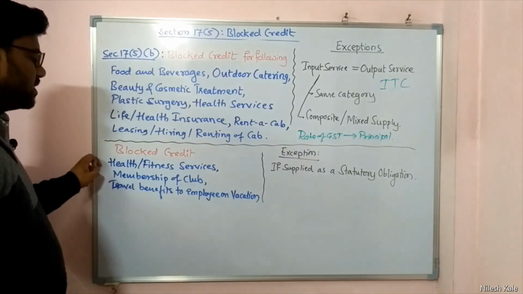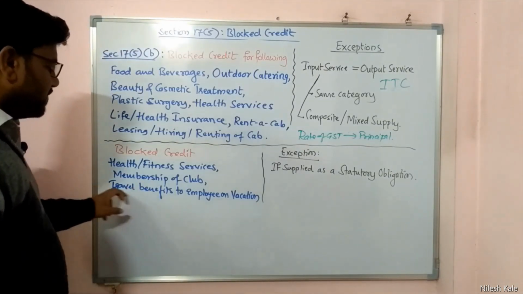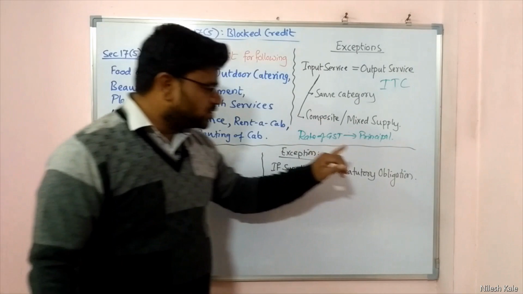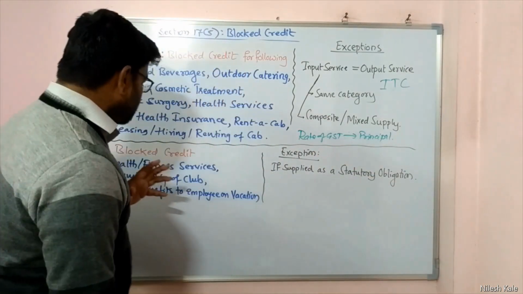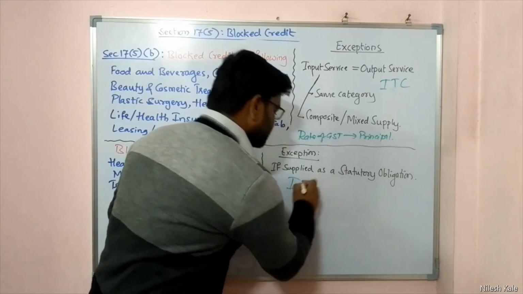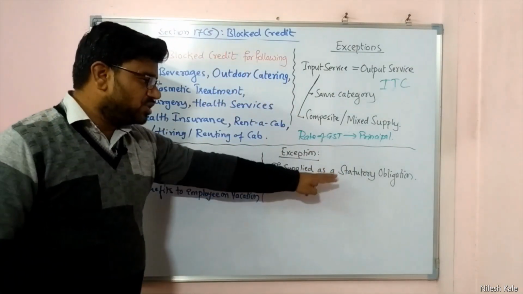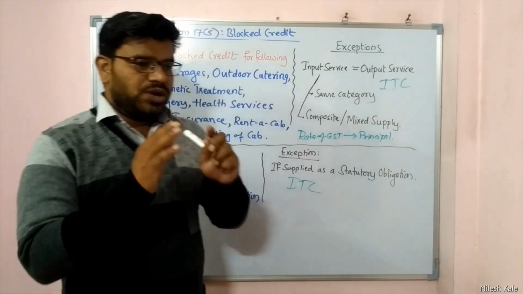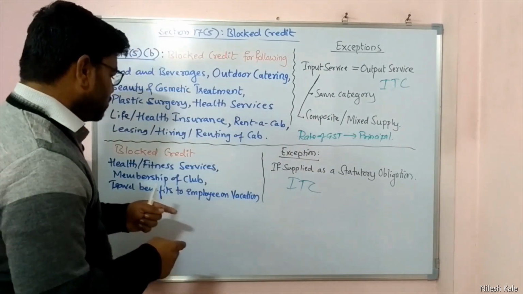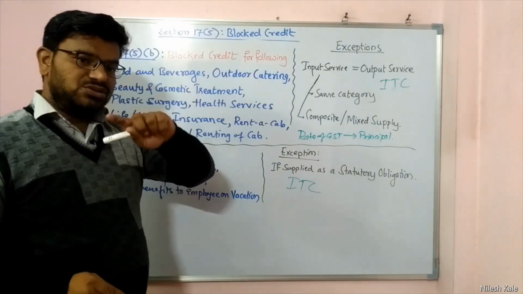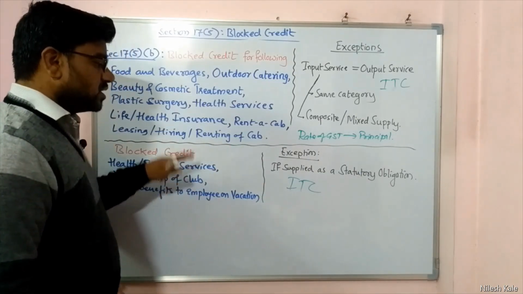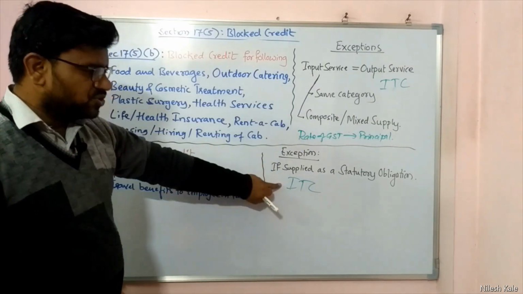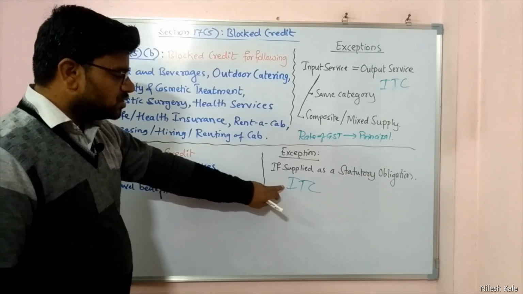Now, blocked credit for health and fitness services, membership of a club, and travel benefits to employees on vacation. However, there is an exception. If supplied as a statutory obligation, then you will get the ITC. As a statutory obligation, you are giving health and fitness services. According to the Factories Act, you have to take care of the employees' health, and for such purposes you are making some expenditure on health services. In that case, yes, ITC is available, right? Membership of a club, if it is a statutory obligation, you will get ITC.